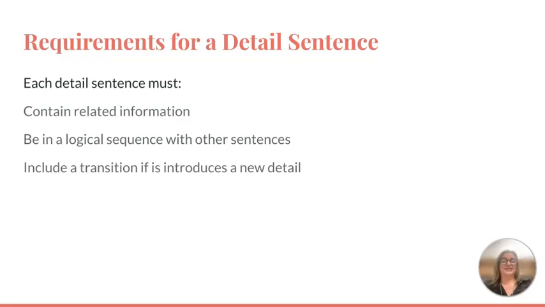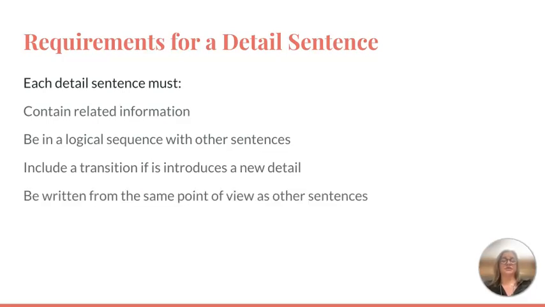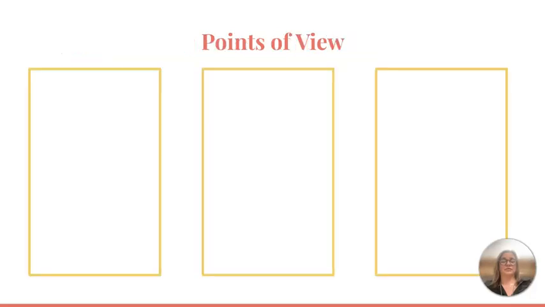We've worked on this. It's got to include a transition sentence or word if it introduces a new detail. It's got to be written from the same point of view, and it's got to be written in the same tense. We'll talk about both of those next. So, different points of view. You might have learned this in your English classes, but this could be a review for you.